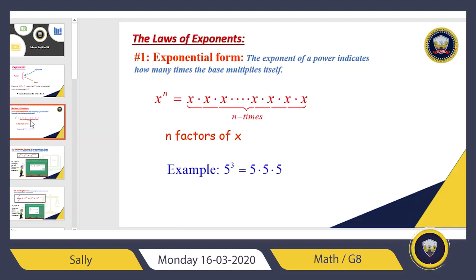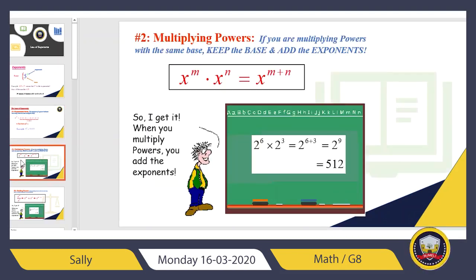Remember, if I have multiplying power, if I have the same base, here I have the same base. I have let's say 2 to the power of 6 times 2 to the power of 3. Here I have the same base, which is 2. What am I supposed to do for the power? The only thing I have to do for the power in multiplying powers, I just have to add them. So if I have the same base, I will just add the powers. So here 6 plus 3 will be 2 to the power of 9.